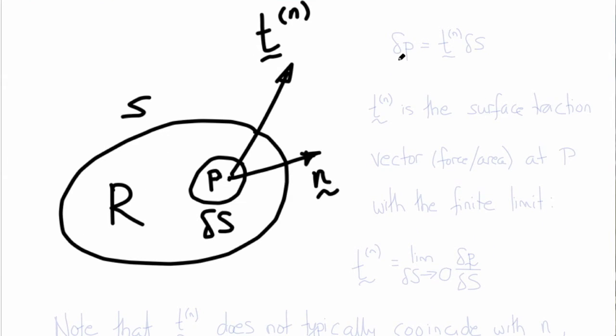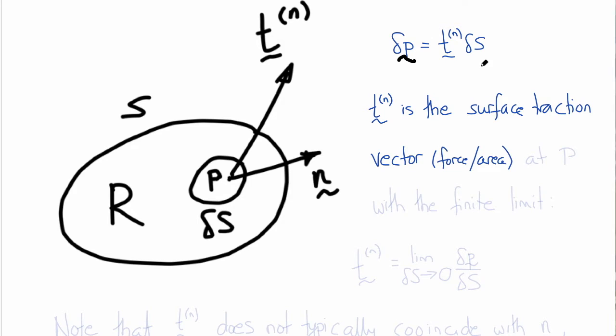So delta P defines the traction vector T superscript N by T superscript N multiplied by delta S. T is the surface traction vector with units force per unit area at point P, and the finite limit as delta S tends to zero of delta P over delta S. So at every point on the surface, we can define this traction vector field.